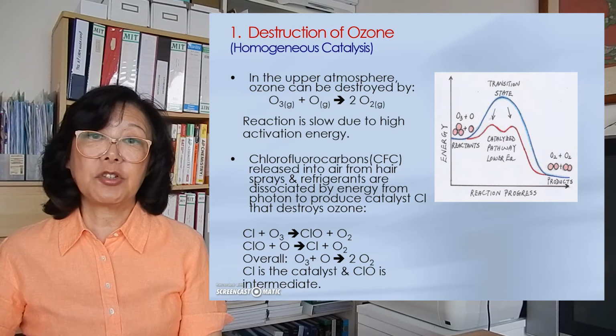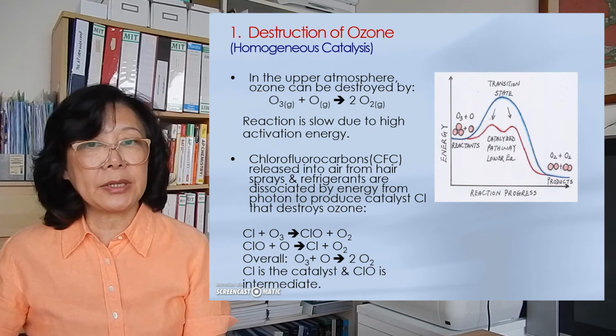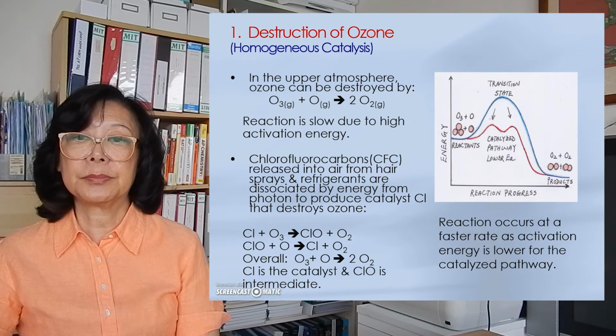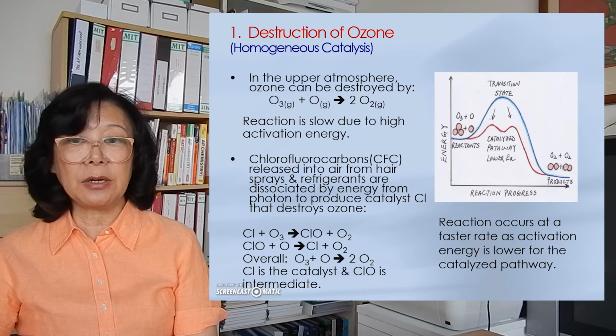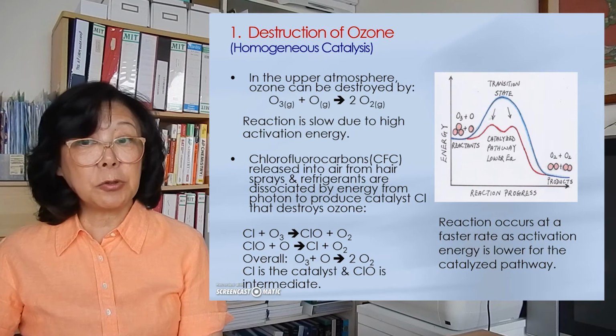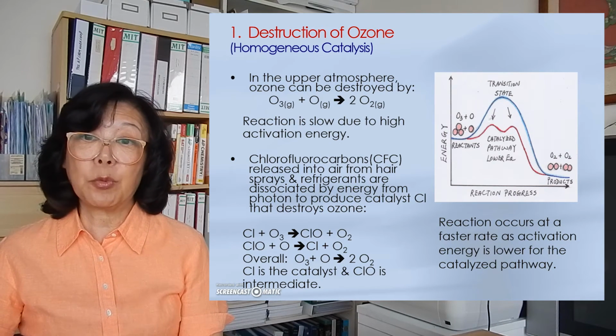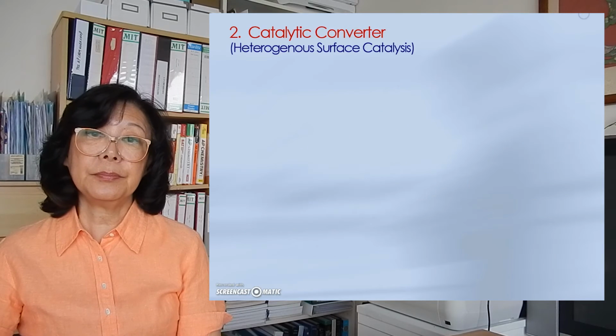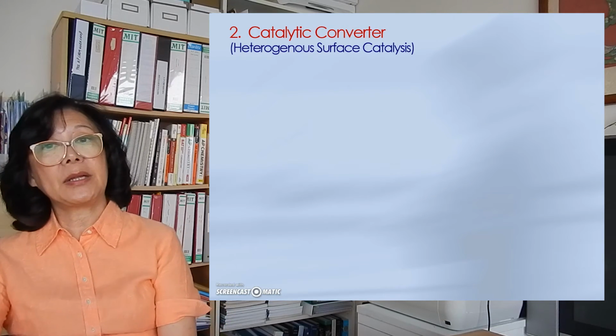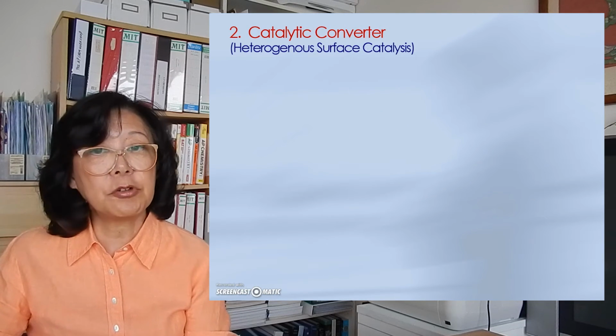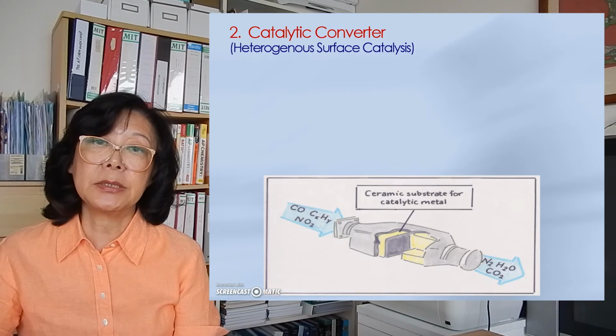This is the first kind, the destruction of ozone, being homogeneous catalysis. The reaction will go much faster now because the activation energy is lowered, as represented by the red line. The second kind is the catalytic converter, which is heterogeneous and surface catalysis.